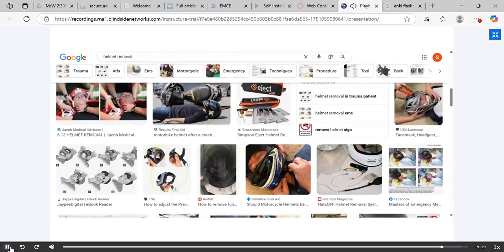So if the helmet is a full face helmet, that's an absolute, it has to come off. If the helmet is keeping me from assessing or managing the airway and breathing of the patient, if it's preventing me from properly immobilizing the spine and placing them on a backboard with a C-collar, and if the patient is in cardiac arrest, then it's an absolute, it has to come off. Okay.